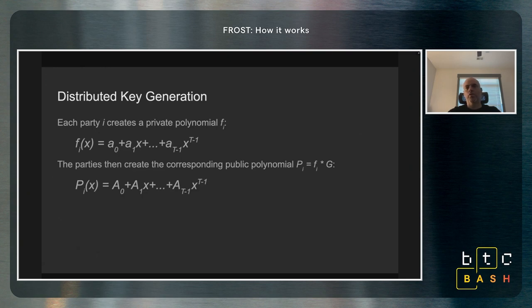The parties then create the corresponding public polynomial by multiplying each of these scalars, each of these private coefficients, by the curve point generator. So now each party has a private polynomial, and a corresponding public polynomial.